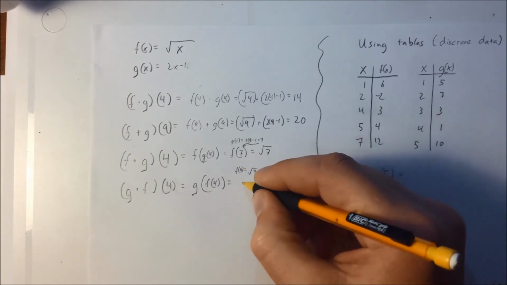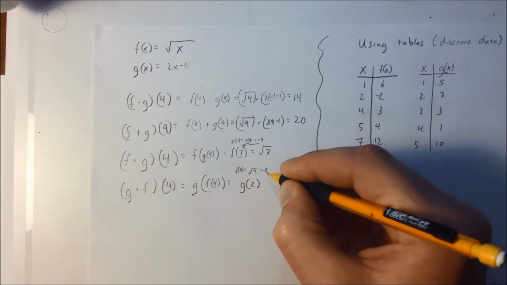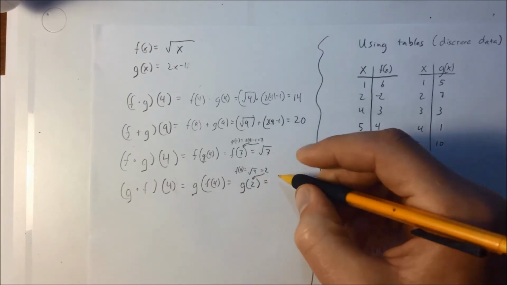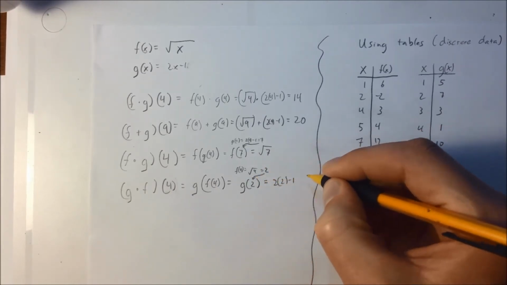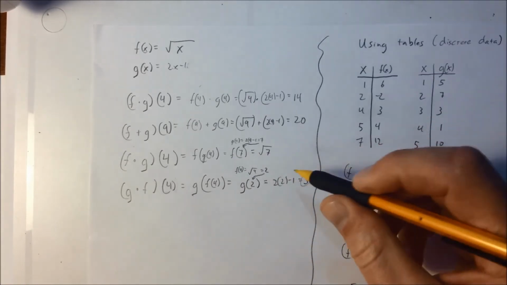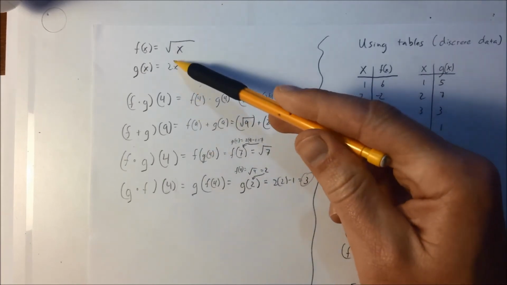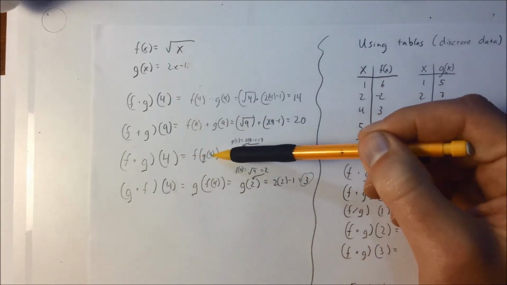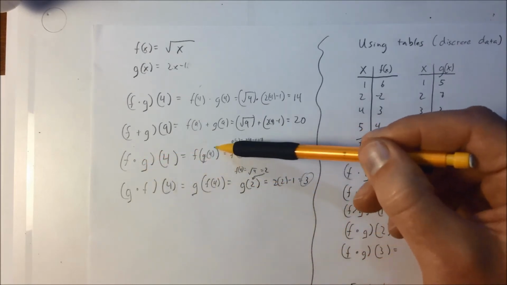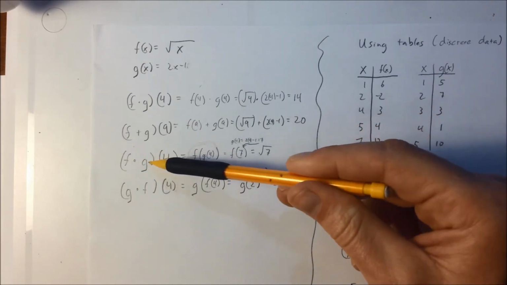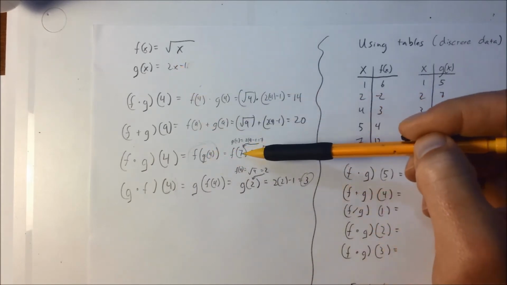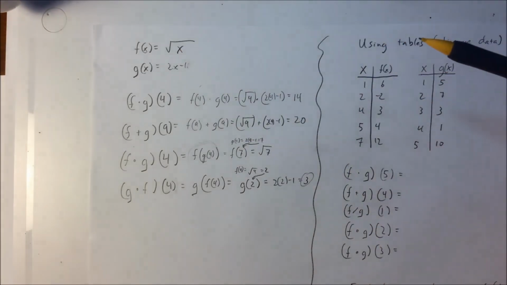Which is 2. So really, I'm just taking g of 2, because that's f of 4. And g of 2 is going to be 2 times 2 minus 1, which gives me 3. So that's how you plug functions into other functions. If you have to find f of g of 4, write it like this. I find this the easiest way to write it, not like this. I find out what g of 4 is, plug it in, then take that number and plug it into f.